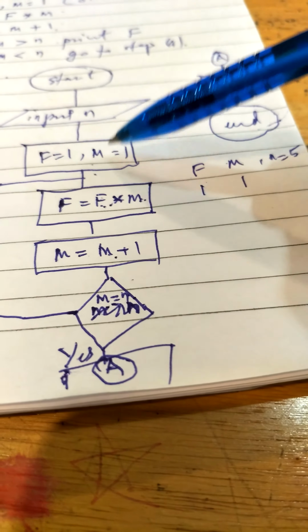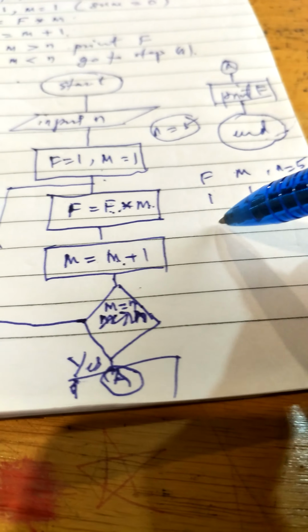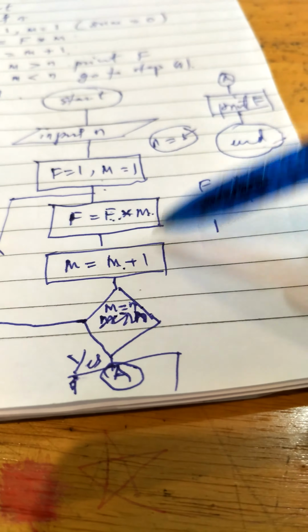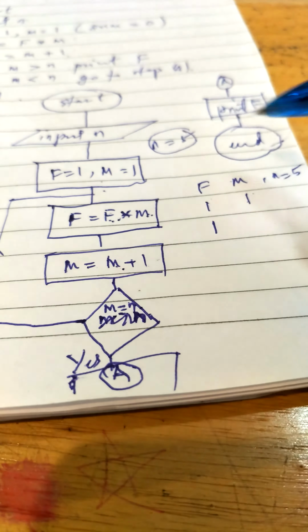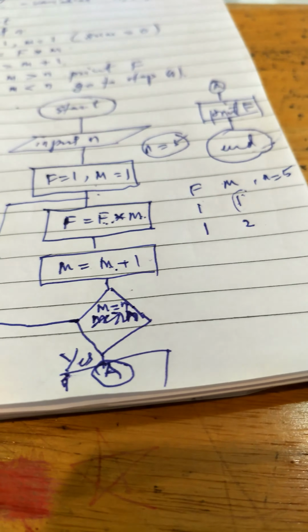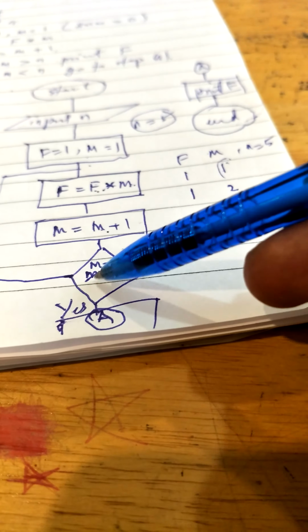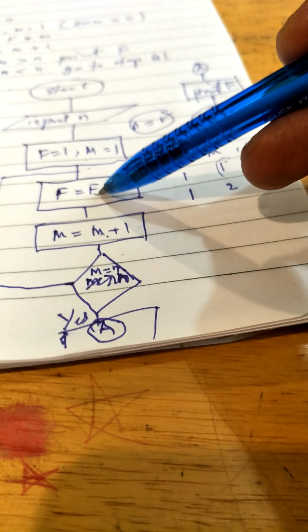Okay. We come here, f times m. So the second step, 1 times 1 is 1. Then we go next step, m plus 1. 1 plus 1, you got 2. We do the check. Is 2 equal to 5? No. Go up, do that process again.